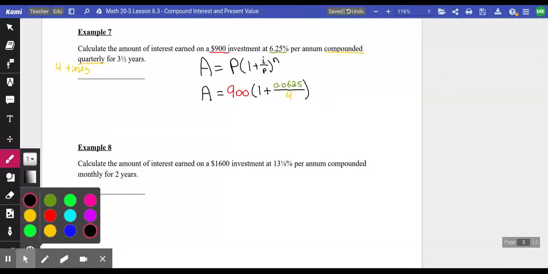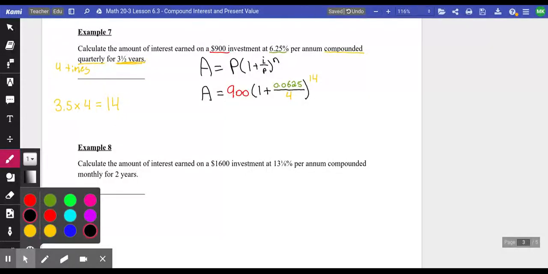N is going to be tricky here. The reason N is going to be tricky is because the total amount of time is 3.5 years. So if I think about quarterly, I could go 3.5 years, so 3.5 times 4, and that will tell me how many times I'm going to end up getting charged. 3.5 times 4 is 14 times I'm being charged. Up there. We put this into our calculator.